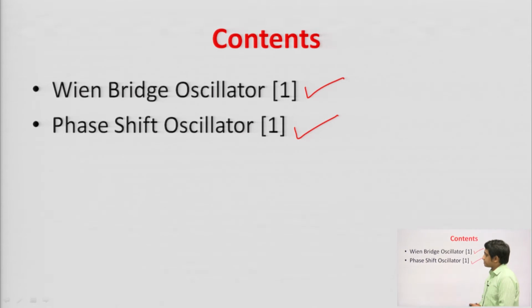So, in this class we are going to understand the Wien Bridge and phase shift oscillator, and ultimately the oscillator generates a signal of a particular frequency. So, we are very much interested in frequency. So, we will derive the expression for that also, what is the expression of frequency for Wien Bridge oscillator and phase shift oscillator, how we can vary the frequency.